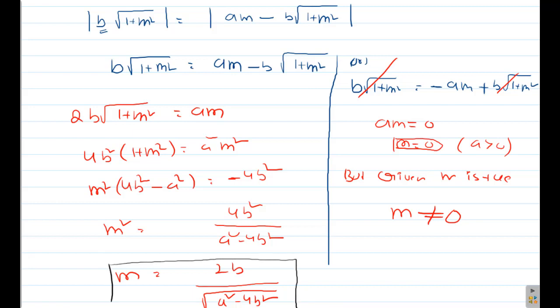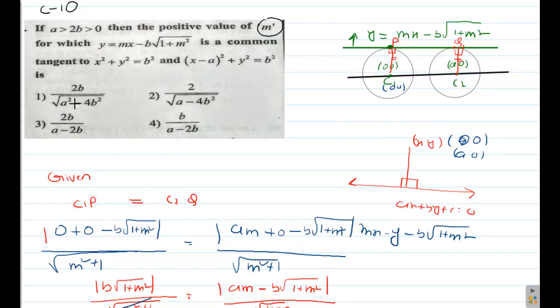Now we want to cross check with our options. 2b by root over a square minus 4b square, so option 1 is correct.